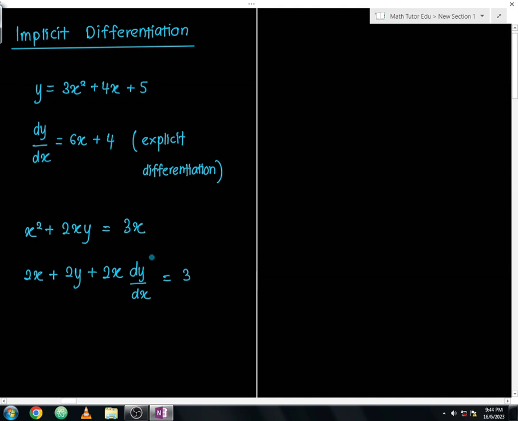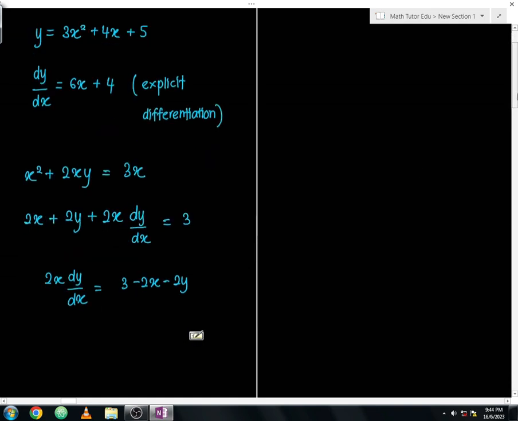Now let us group the dy over dx variable on one side and the other variables on the other side. So 2x times dy over dx equals 3 minus 2x minus 2y. To get dy over dx, we divide the whole equation by 2x. So dy over dx equals 3 minus 2x minus 2y, divided by 2x. You can just leave your answer in this way. Let me underline the solution.